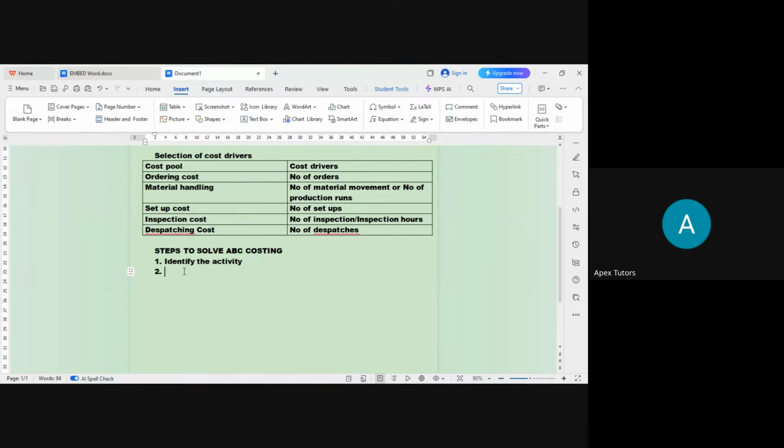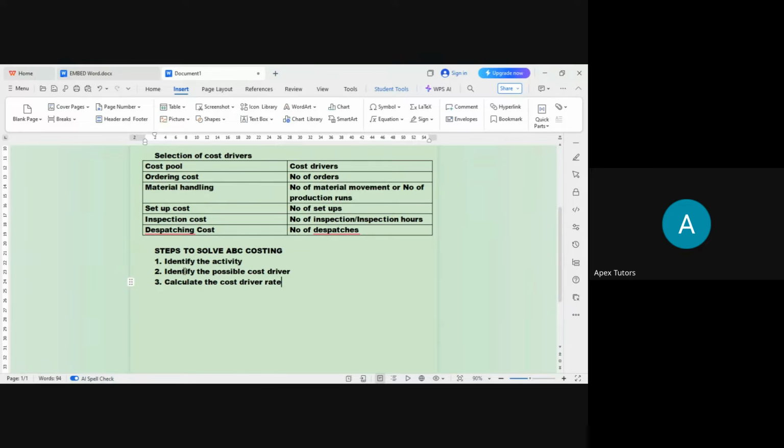When you identify the activity, what next do you need to do? You identify their possible cost drivers. Identify the possible cost driver. Next, you calculate the cost driver rate.